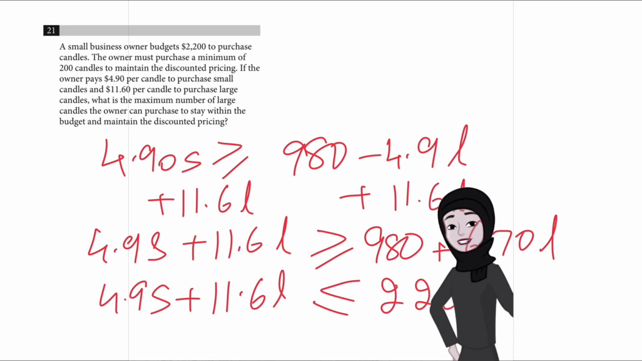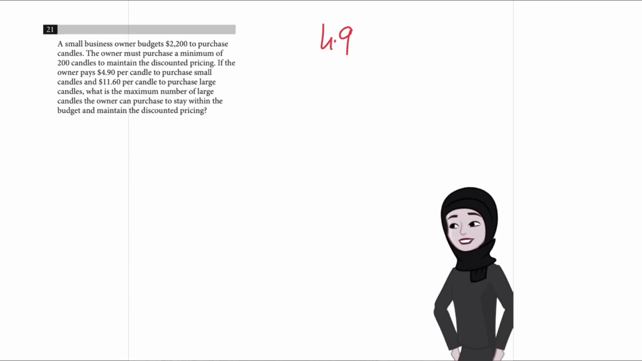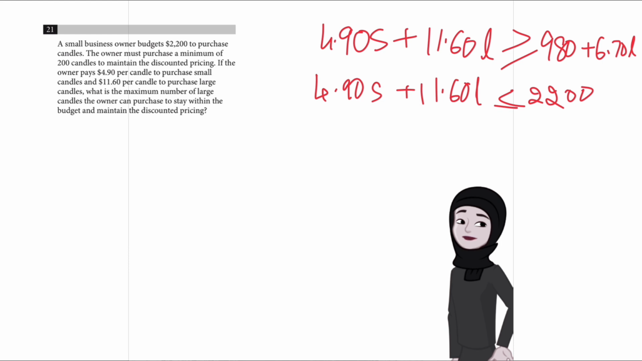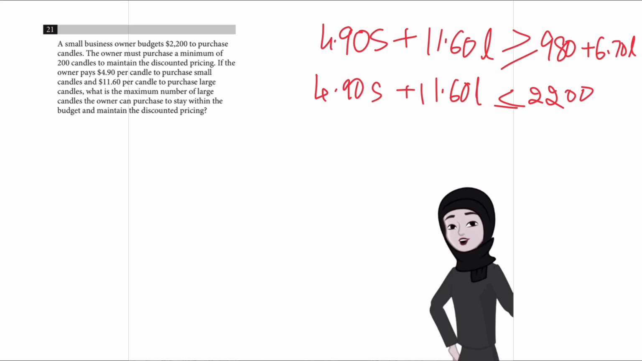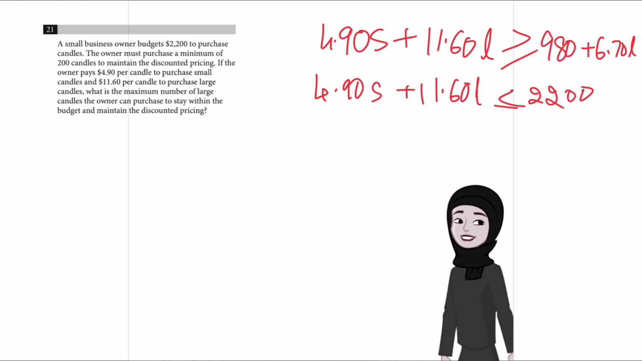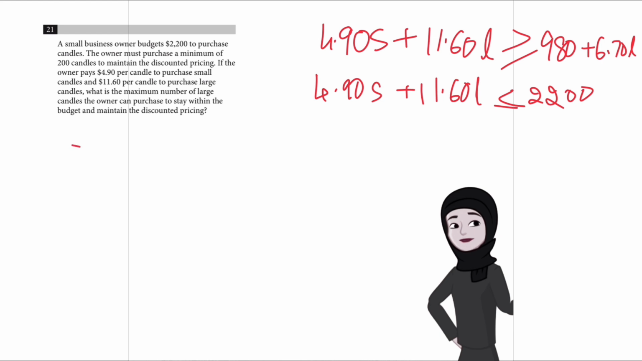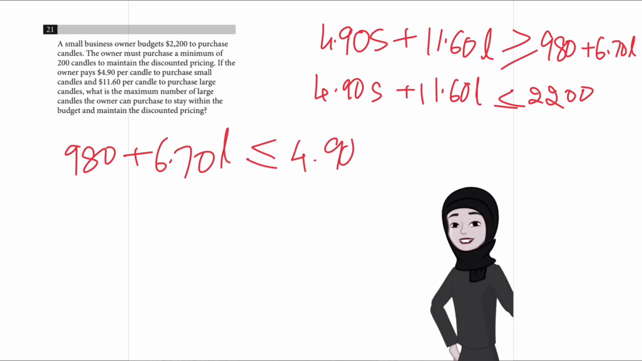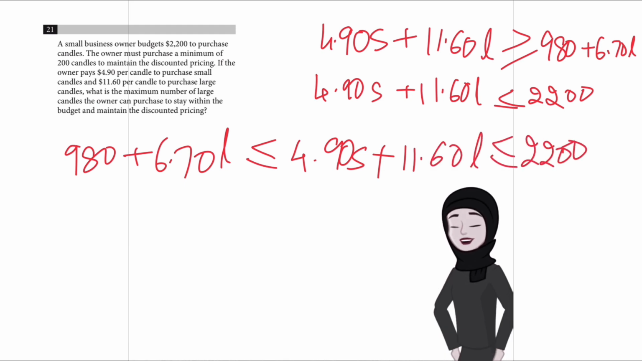So we have to combine both of these inequalities. Let us observe both inequalities: the left hand side, we have made both the same. So 4.90S plus 11.60L greater than or equal to 980 plus 6.70L, and the other inequality 4.90S plus 11.60L less than or equal to 2200. We have to combine them. So this will yield the compound inequality 980 plus 6.70L less than or equal to 4.90S plus 11.60L less than or equal to 2200.